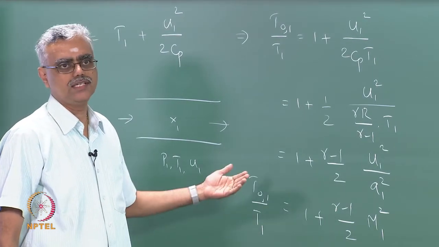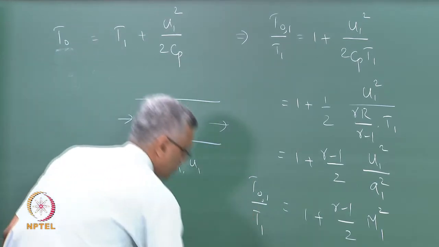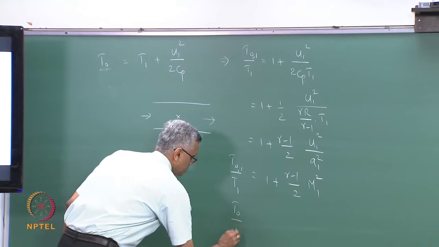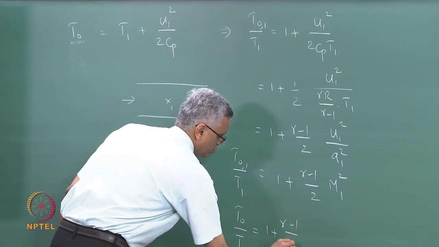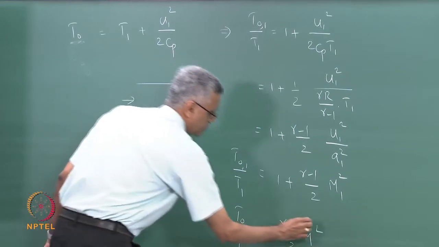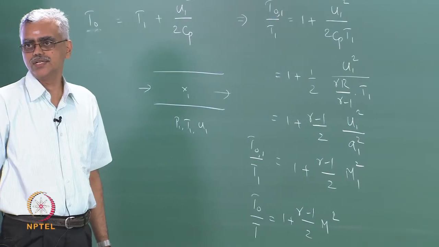So the stagnation temperature corresponding to any static state, if we drop the subscript 1, can be written as T0 over T is equal to 1 plus gamma minus 1 over 2 times M square. This is the stagnation temperature corresponding to any static state.